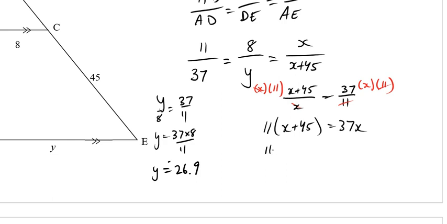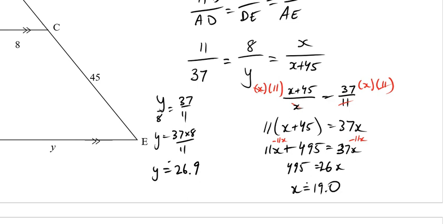Distribute the 11 through. 11x plus 45 times 11 is 495. 37x. Subtract 11x, subtract 11x. And you get 495 equals 26x. 495 divided by 26 is 19.0. Any questions?